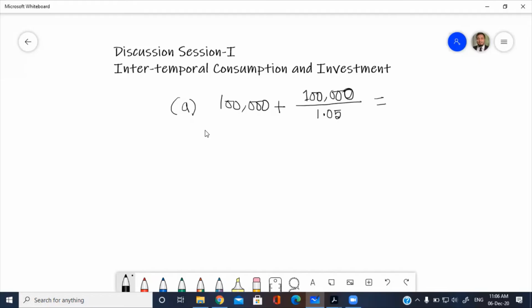So it is nothing new. We have solved this kind of equation in our lecture session. The maximum consumption you can make today is this. Can you recall this? Yes, sir. Okay, thanks.